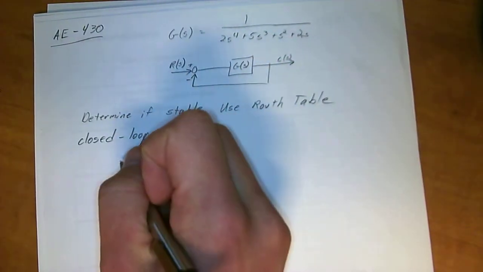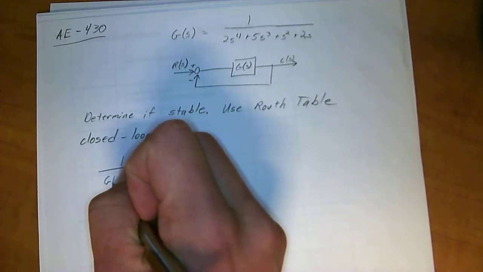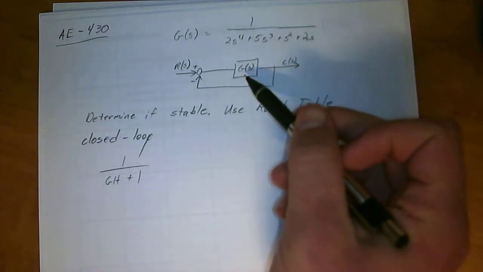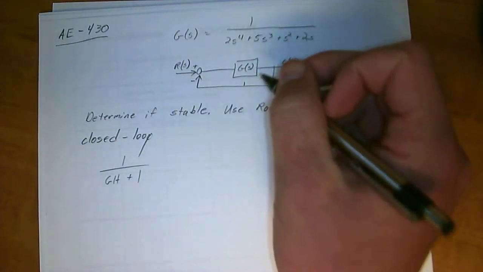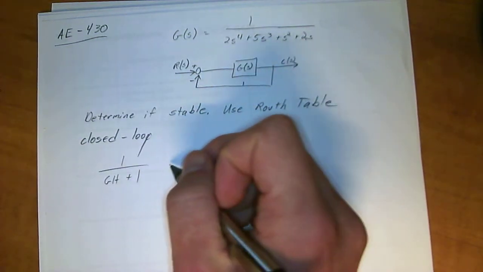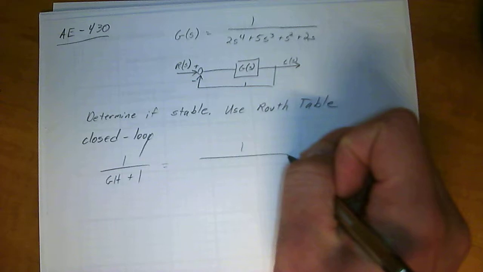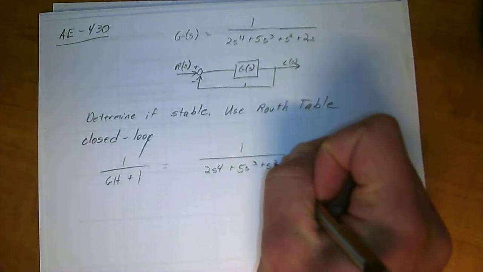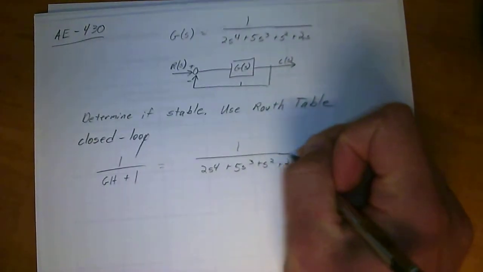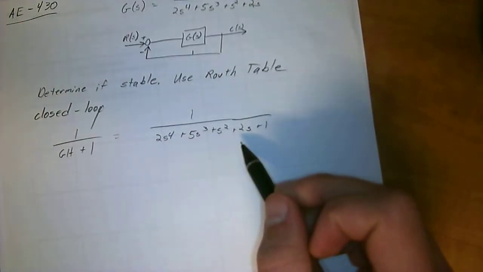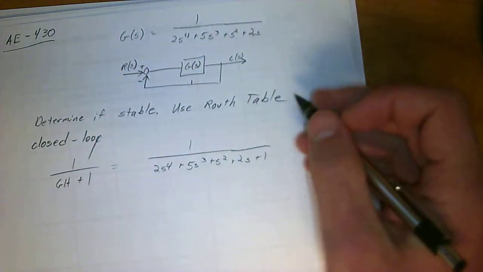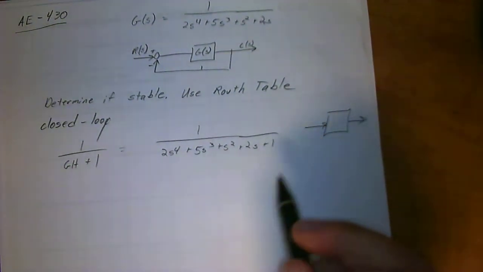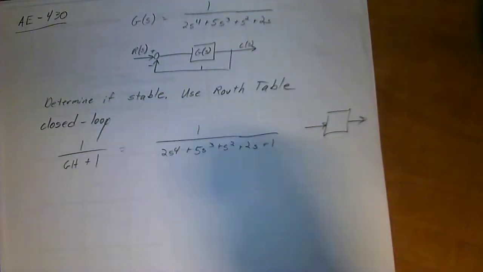Now, when you have a unity feedback system, you should all know this, you just have G over GH plus 1. And that's how a unity feedback system works. In this case, we don't have an H, or the H in this case is 1 for the unity feedback, so you can basically ignore it. If you do that math, we end up with 1 all over 2s to the 4th plus 5s cubed plus s squared plus 2s plus 1. And that is your closed loop transfer function. So we've gotten rid of this little feedback system and we're just down to a single block basically. That's what you have to end up with before you can use a Routh table, a complete system that's reduced as far as it can go.